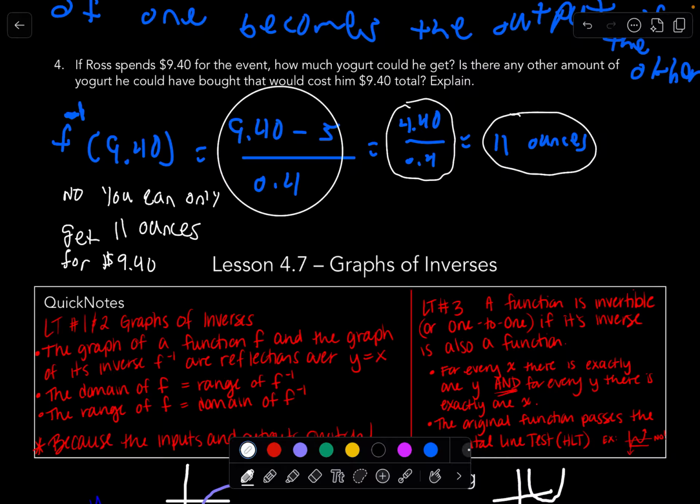Okay? That's kind of a key thing, because since that's true, we say that f of x, the cost for a set number of ounces of yogurt, is invertible. Because of this, for each input of the inverse, you only get one output. We say that f of x is invertible. Its inverse is a function. I don't know, I think it's I or ABLE.